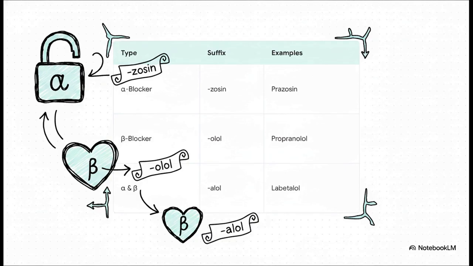Then, look at the beta blockers. Their magic suffix is olol. We're talking propranolol, atenolol, esmolol, and metoprolol. Finally, the drugs that block both alpha and beta receptors use a blended sound, alol or ilol, like labetalol and carvedilol. Using these suffixes literally takes an intimidating, massive list and makes it so approachable.